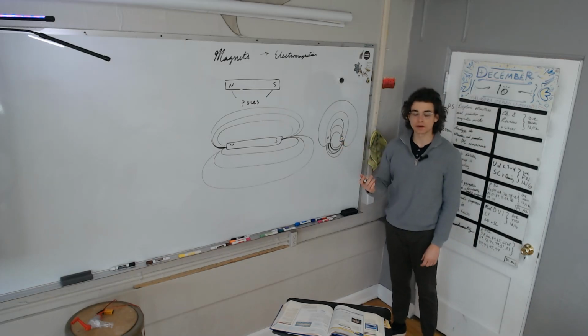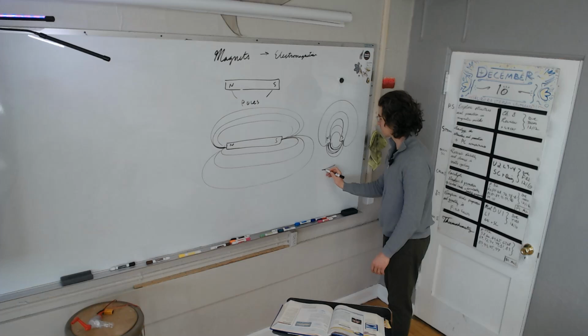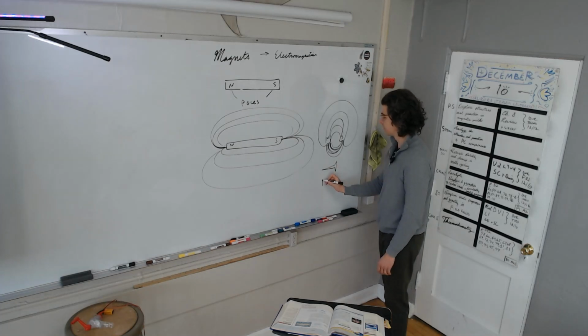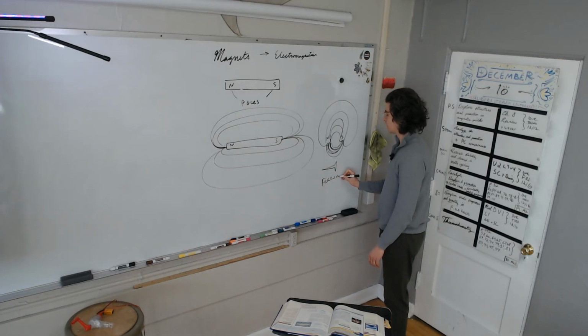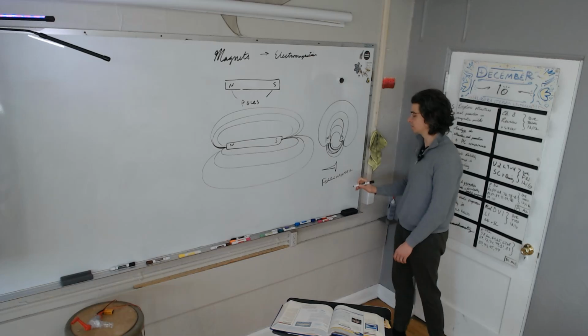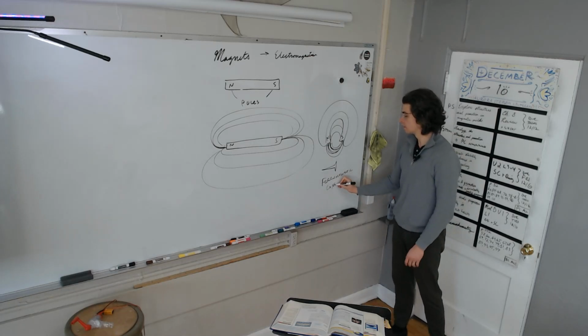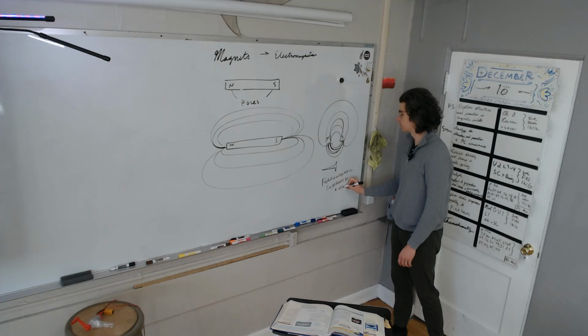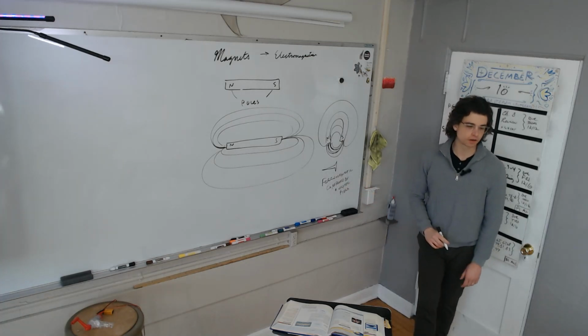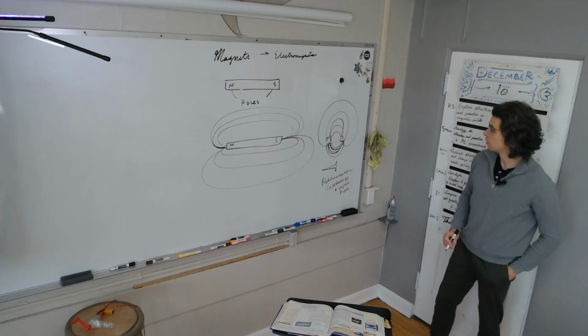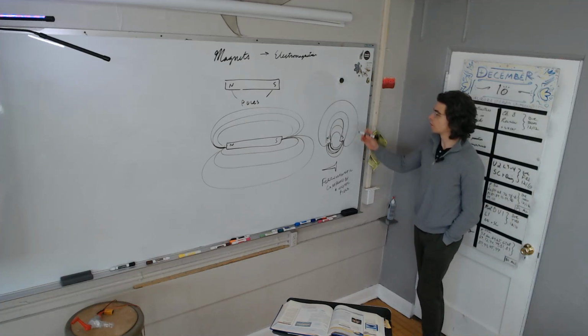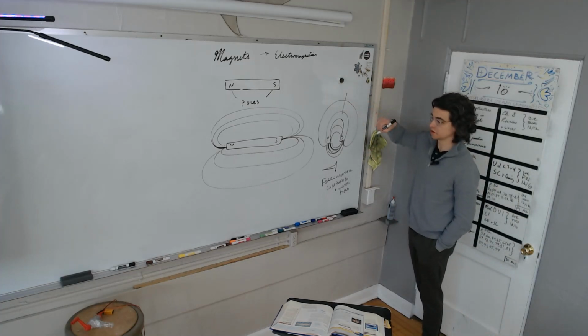What we might call ferromagnetic, like the whiteboard or like a nail, where they are affected by a magnetic field, but they don't themselves generate a magnetic field. Where we might call these objects that do generate a magnetic field a permanent magnet.